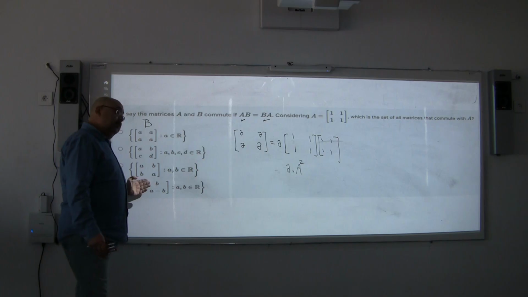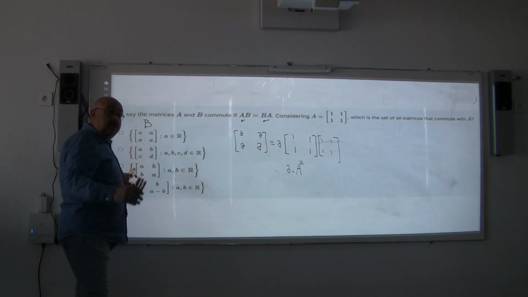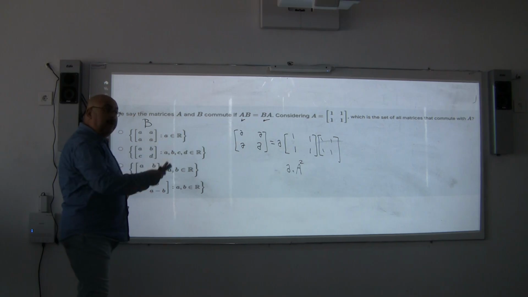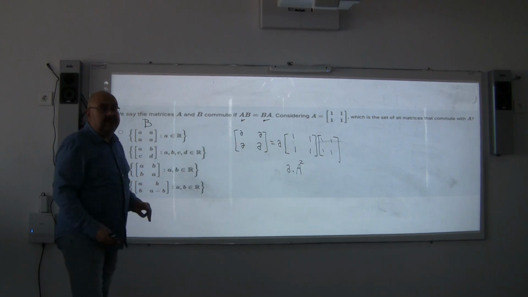But if you remark for this one, this contains the general condition, because you can't take A as a common factor. And the matrix will be different than 1, 1, 1, 1. So that's the correct answer for this one.